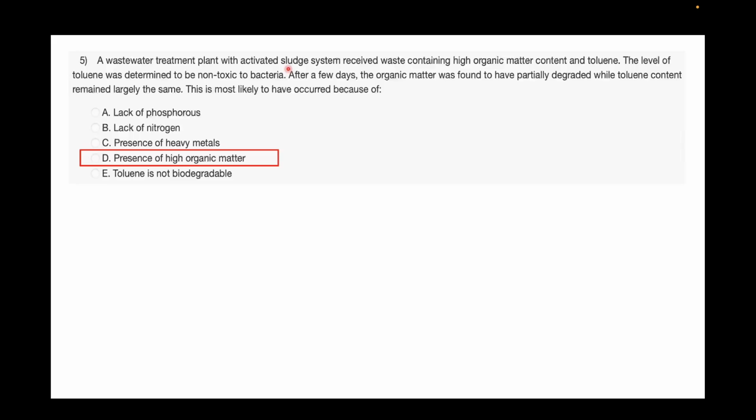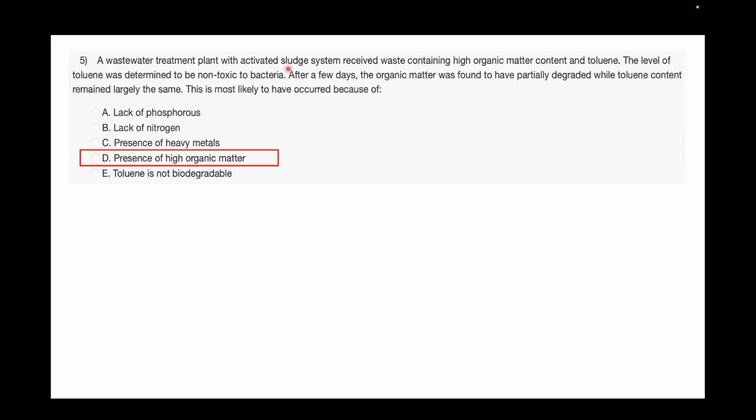Toluene is a hydrocarbon, right? Toluene is actually an aromatic hydrocarbon which can be biodegraded, and there are many such bacteria and strategies to biodegrade toluene as a hydrocarbon pollutant. But rather the reason here is that the presence of high organic matter resulted in what we know as preferential substrate utilization. The bacteria preferentially used the organic matter as the substrate and then degraded it, switching back to toluene when the organic matter is completely degraded.